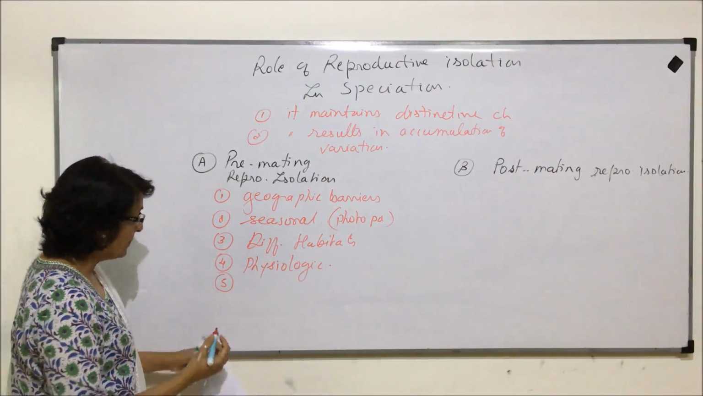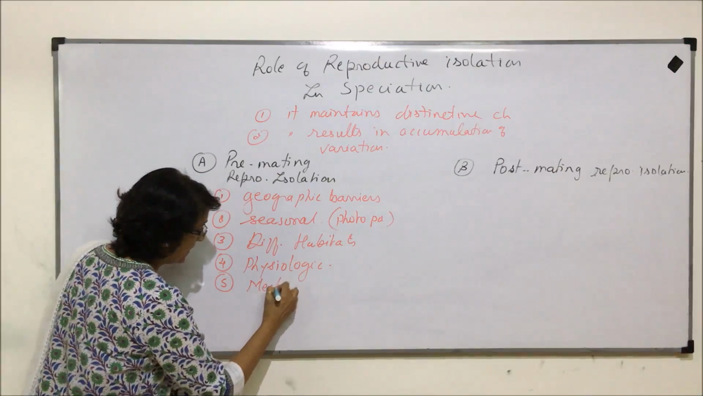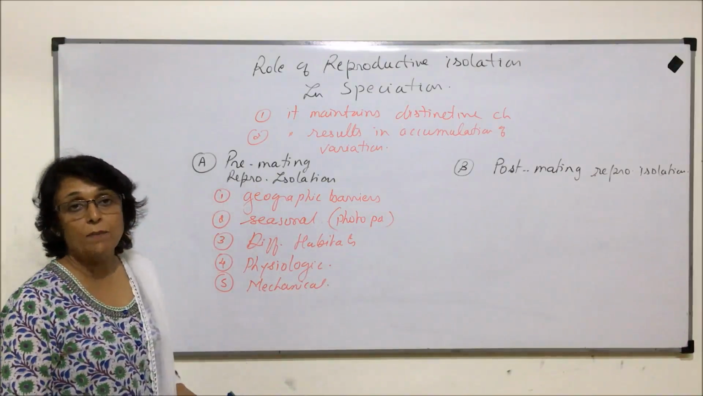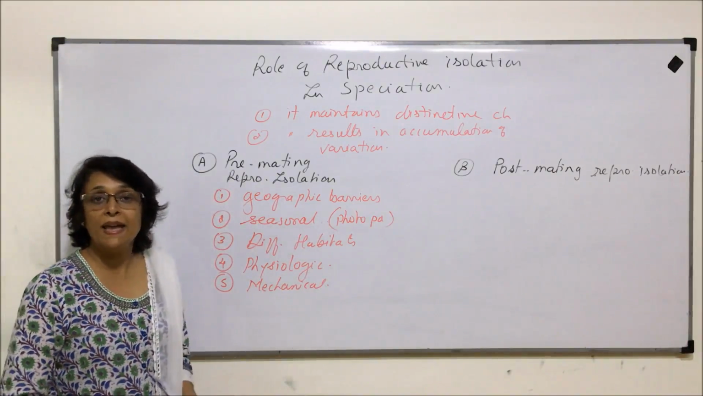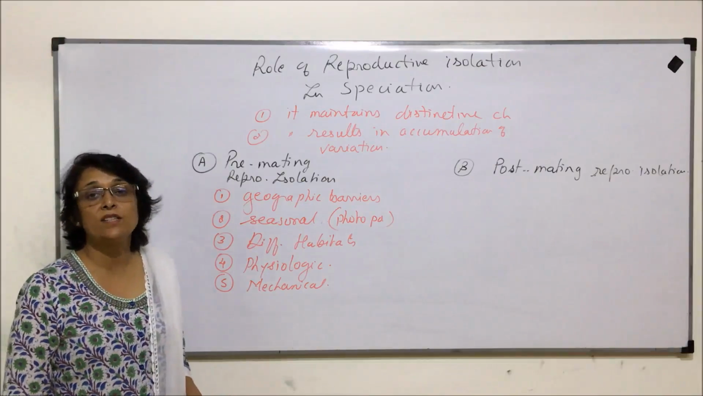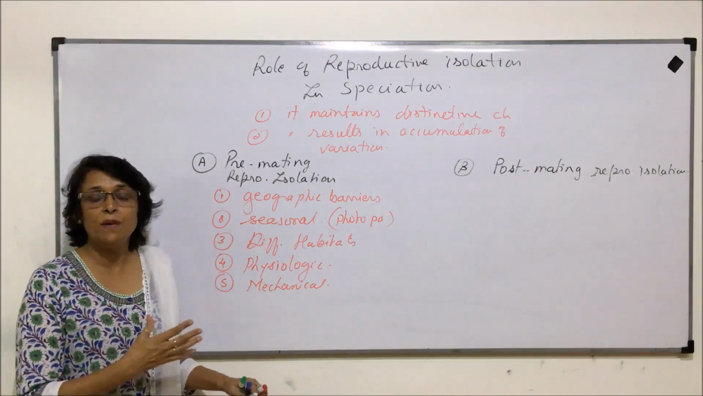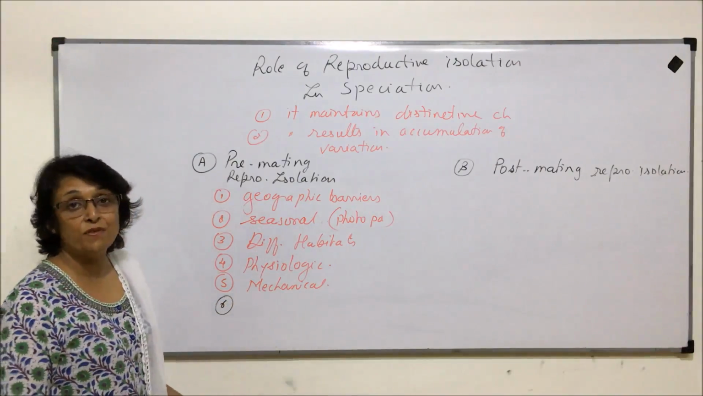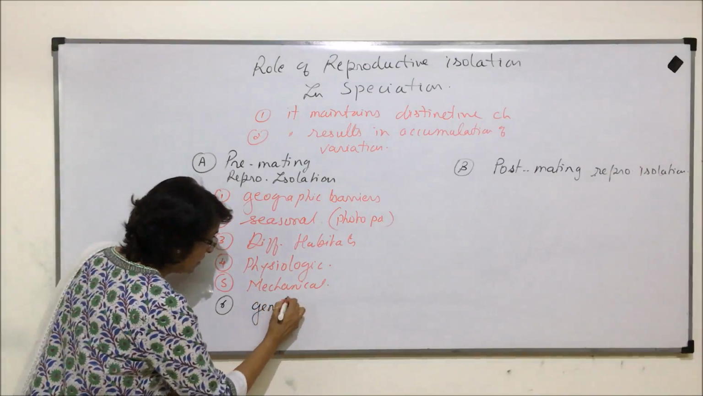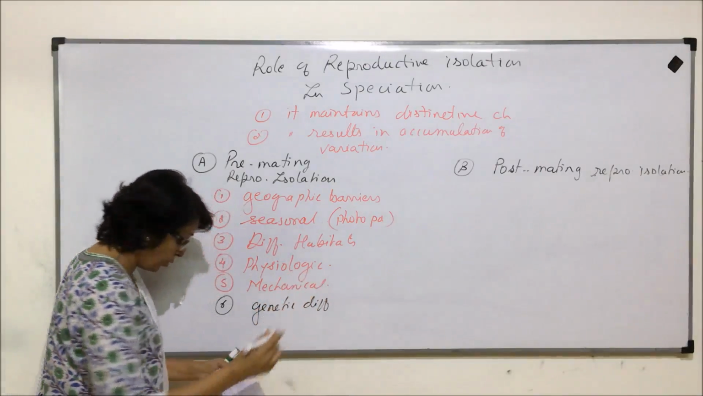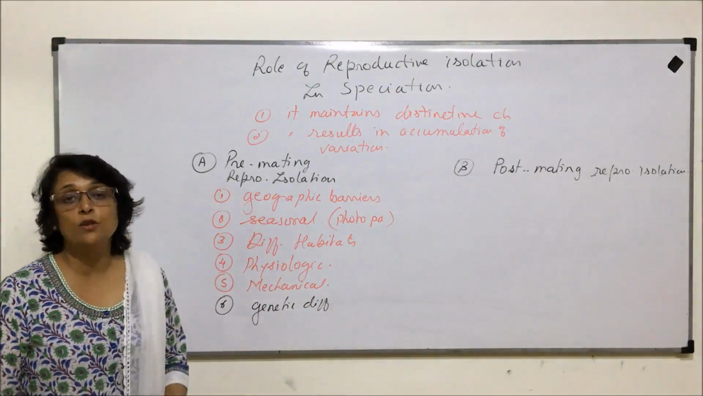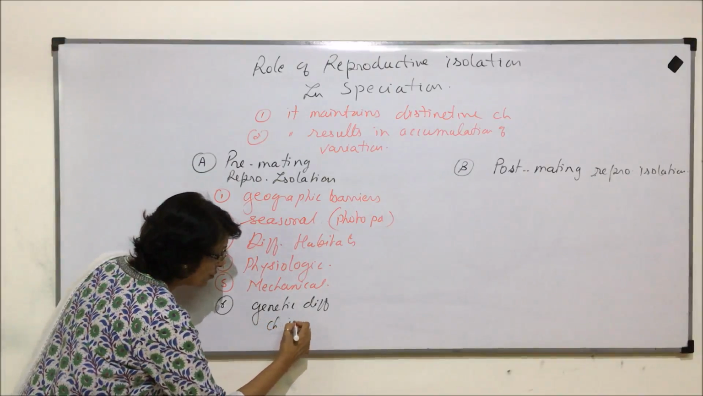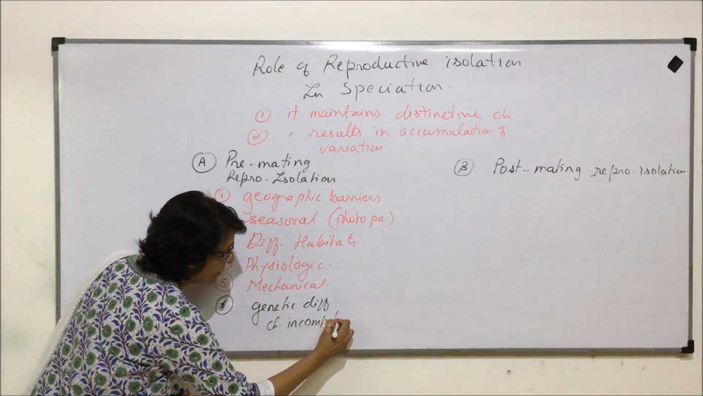Another reason could be mechanical differences. As the organisms, though they are coming from the same species, they may have variation in their external genitalia and they may not be able to interbreed. There can be genetic differences also, which would result in chromosomal incompatibility.